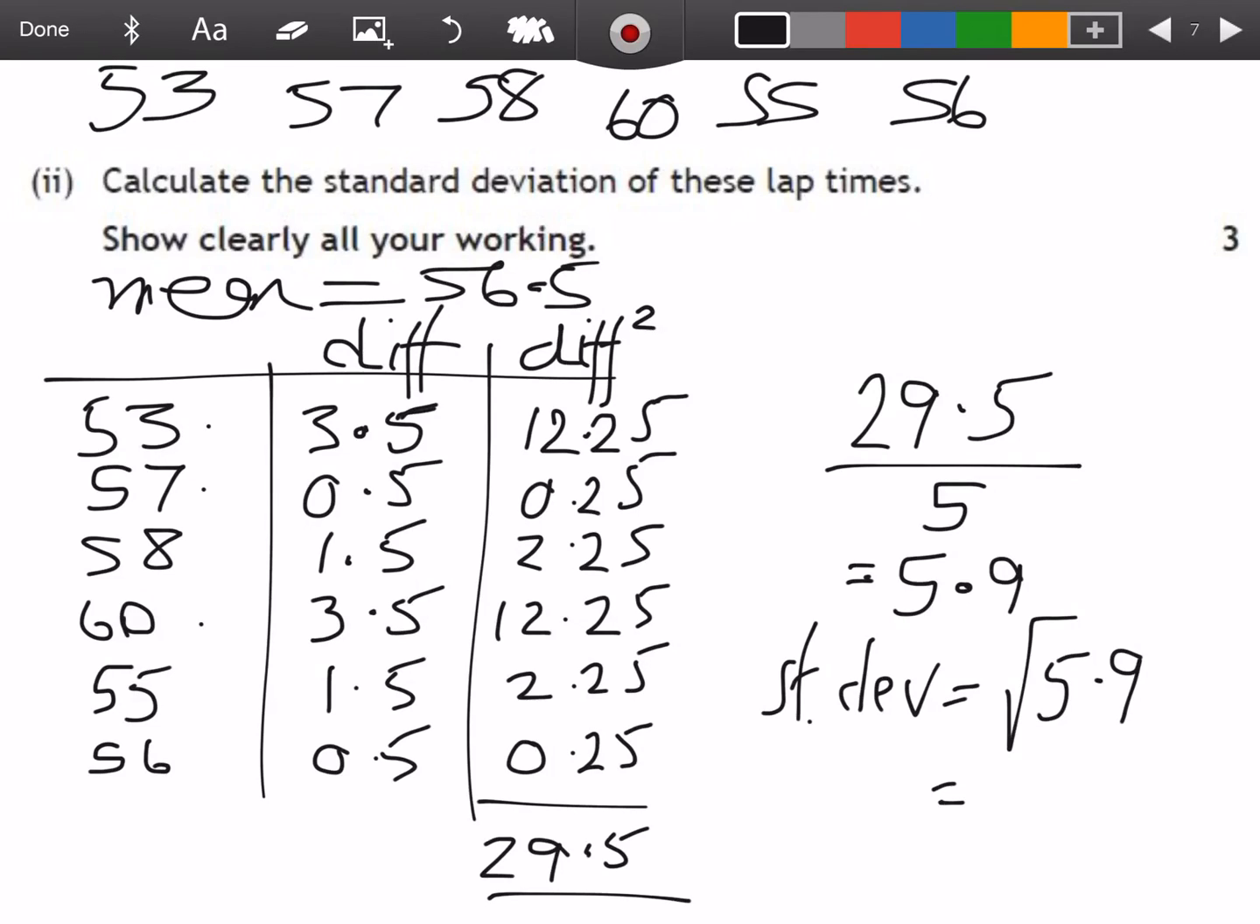Okay, square root of 5.9, and double check because sometimes it might mention rounding. I'm going to leave it as 2.42. It doesn't mention anything about rounding. If you put 2.4, you're fine. The digit after the 2 is an 8, so 2.43 is correct. Okay, 2.428 or 2.43. 2.43 or 2.4, it doesn't really matter what you leave it at. Again, it doesn't specify anything about rounding.